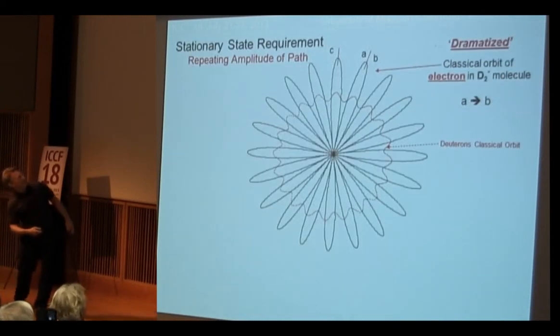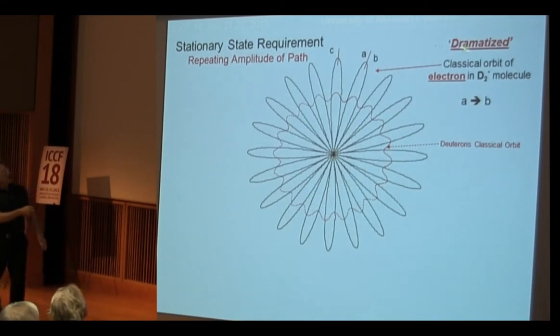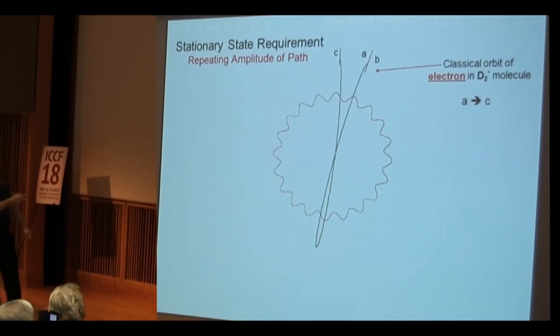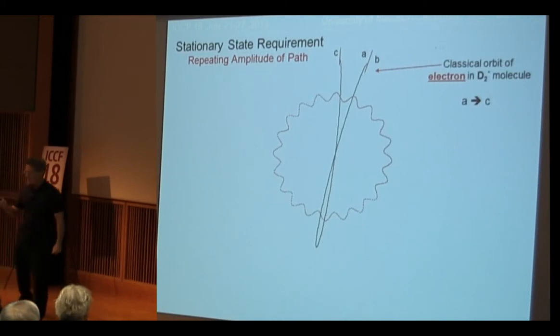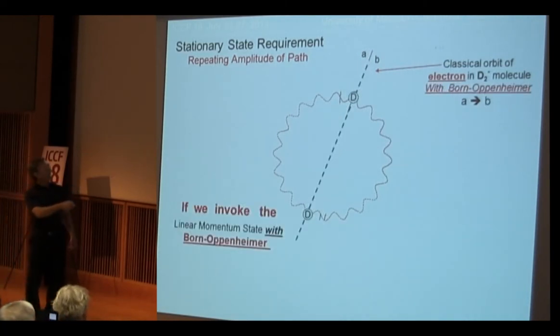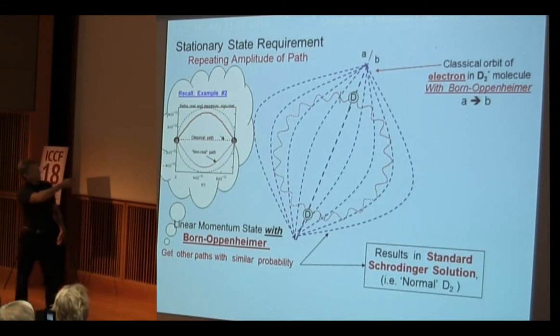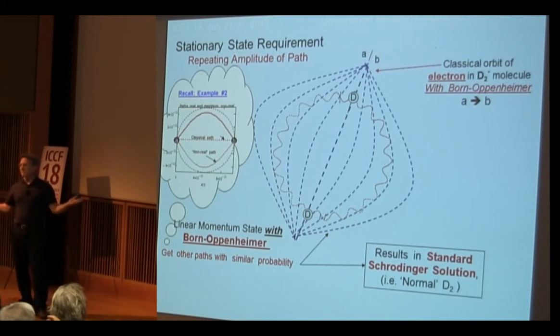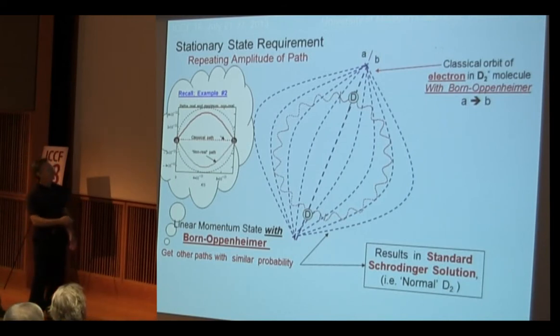All right, so here's a dramatized version of my state. Okay, you go A, you go down to B. Let's look at A to C. That gives you, you can see what the path is. Every time it crosses there, it goes through the deuteron. And if we were to impose a Born-Oppenheimer at this point, this is what you get. It would go back and forth, and you just get that example number 2. You get regular standard Schrodinger equation. Nothing new.